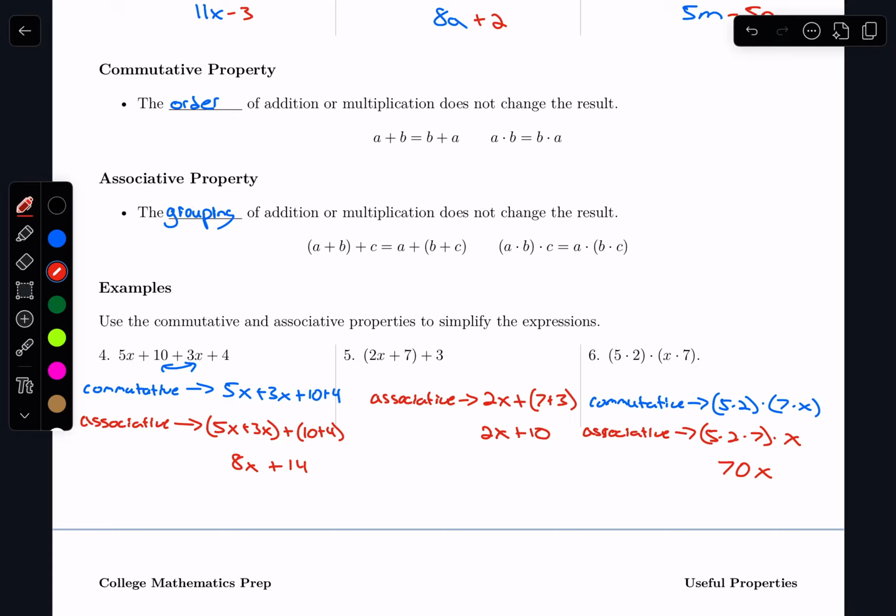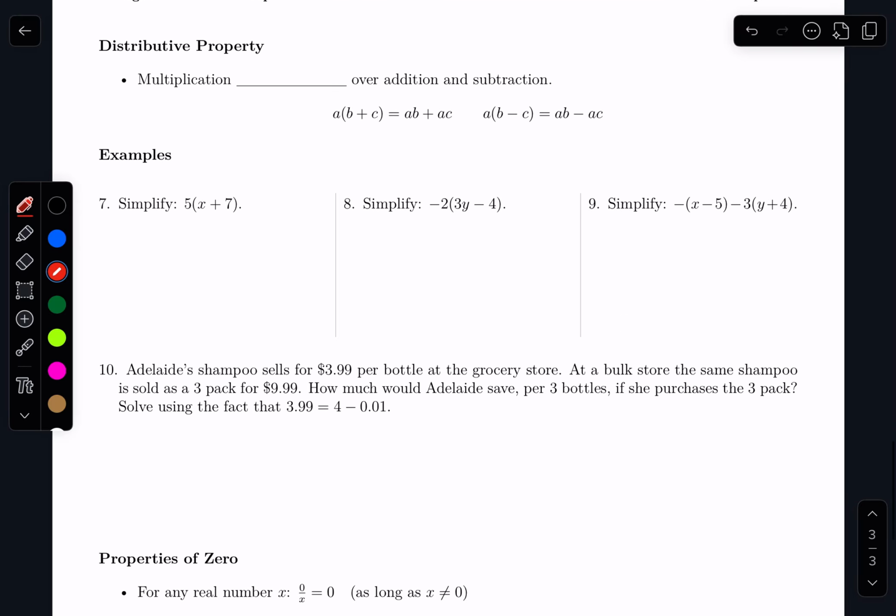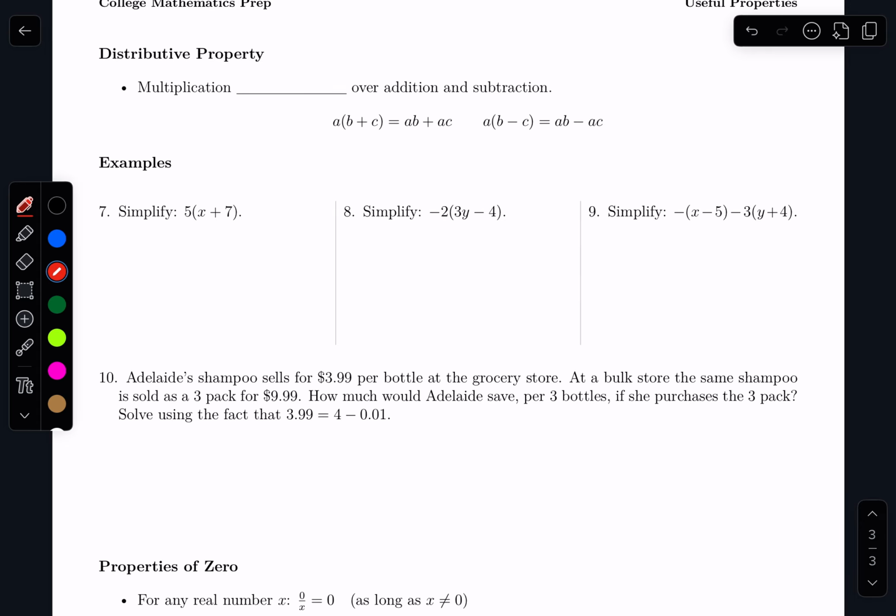Notice that they are not established for subtraction or division because those will break when you switch the order of events. But for addition and multiplication, all good across the board here.